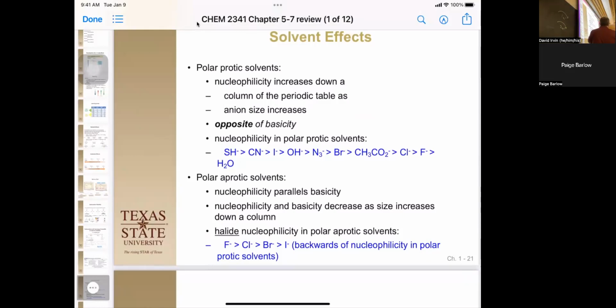Okay. Now, in polar aprotic solvent, it parallels basicity because it doesn't support the anion very well, and therefore basicity and nucleophilicity are congruent, and fluorine becomes the better nucleophile because it has a smaller point charge and it's not supported, compared to chlorine, bromine, iodine. So the halogens reverse order with solvent. Make sure you write that down. That the halogens reverse order.